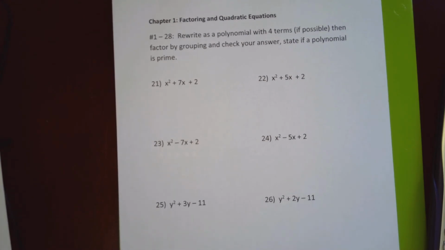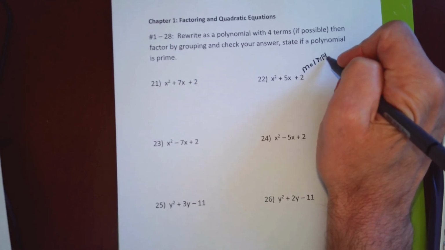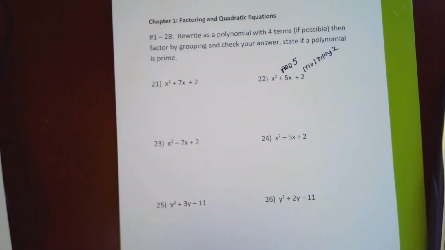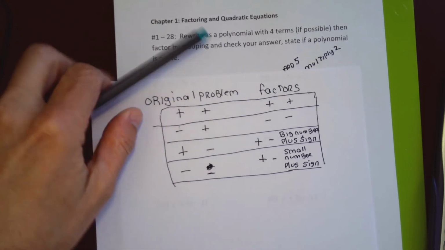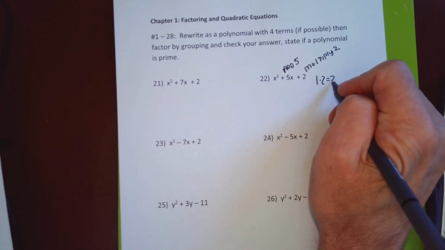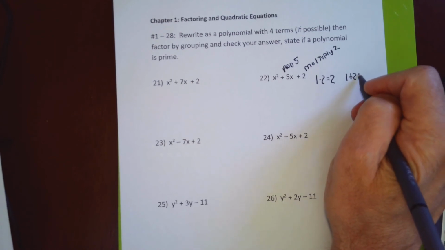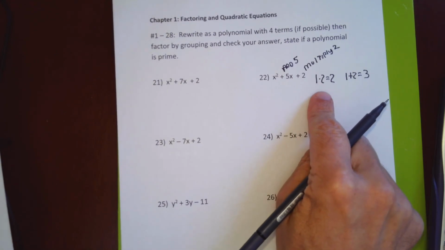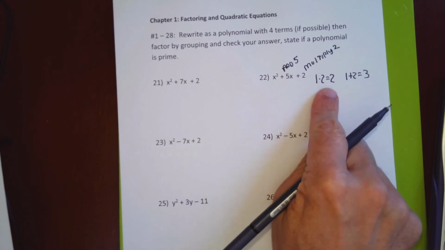Let's look at 22. For 22, I need plus plus numbers that multiply to 2 and add to 5. Because the signs in the original problem are plus and plus, the numbers I'm looking for are plus and plus. So the numbers that multiply to 2 are only 1 and 2. Now I'm going to add those numbers. Those add to 3. The only numbers that multiply to 2 that are double plus are 1 and 2.